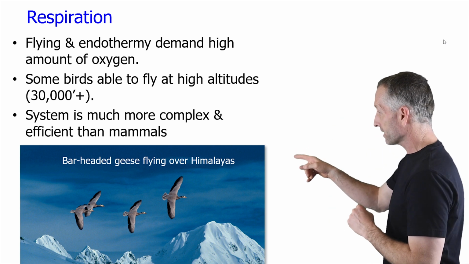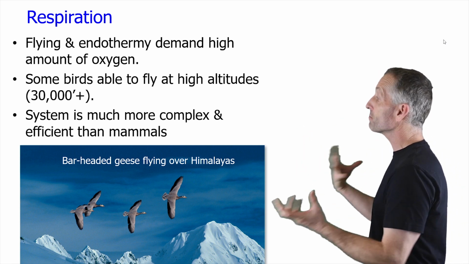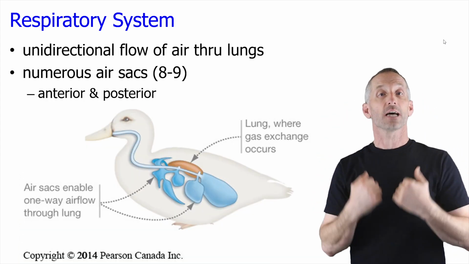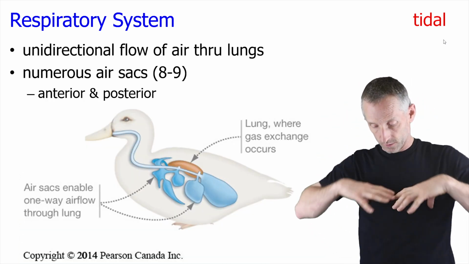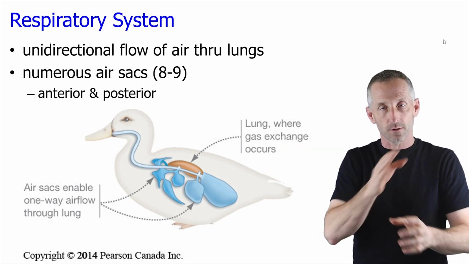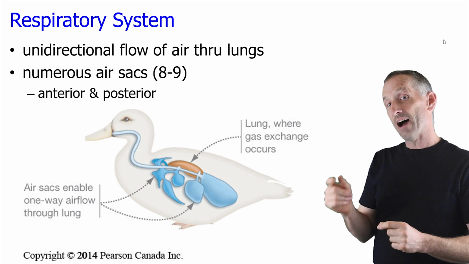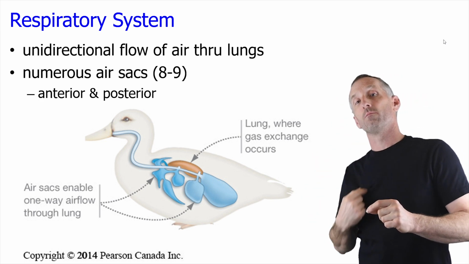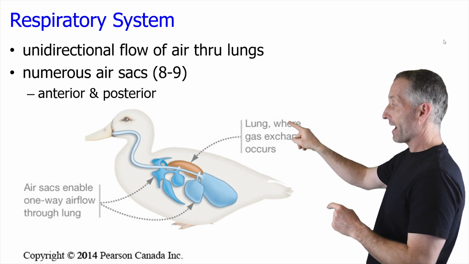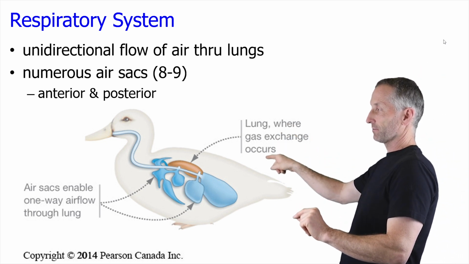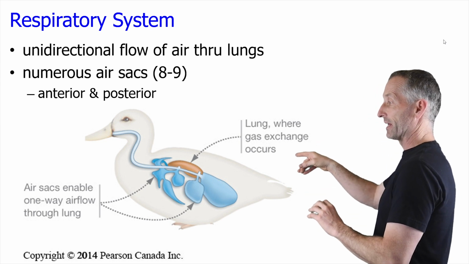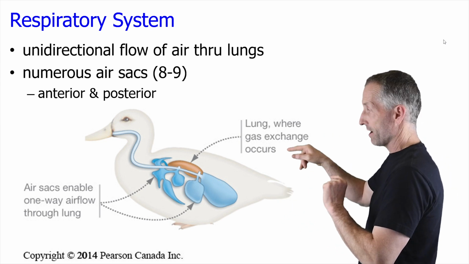And so they have this really cool respiratory system that's much more complex and efficient than us mammals. So when we breathe, we have what's called tidal air exchange. We breathe in, it goes in, and then we breathe out, and it comes back out, like a tide moving in and out. But birds don't have that. Instead, they have unidirectional flow through their lungs. And the way they can do that is because they have a bunch of air sacs that are not the lungs. So they have anterior and posterior air sacs that connect to the airway and the lungs.